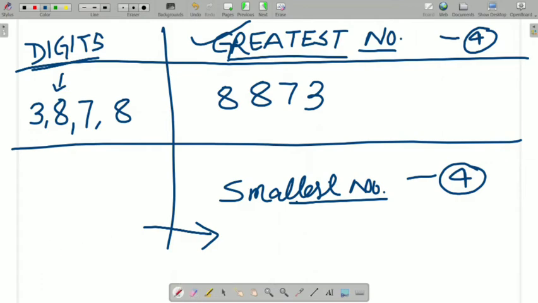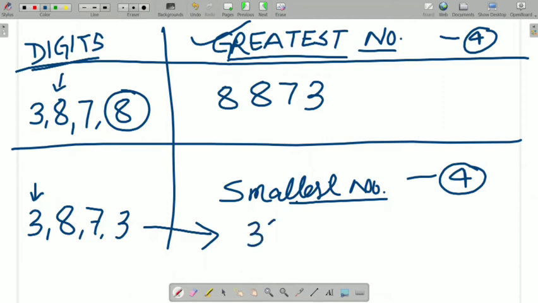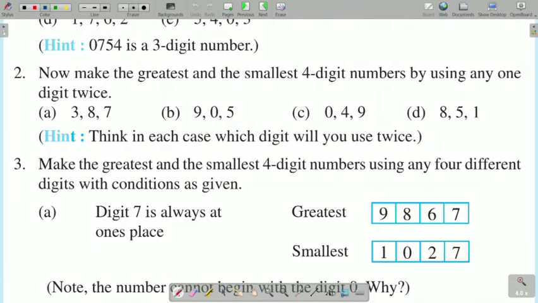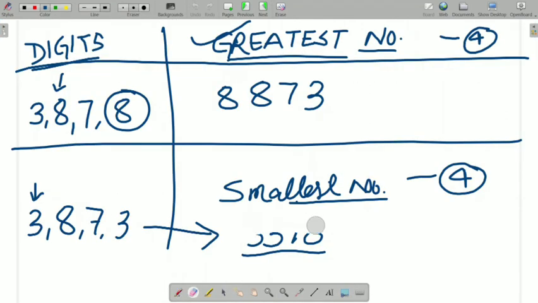So 387 were our basic digits. Now another digit we can use will be 3. Why? Because 3 is smaller than 8 and 7. So now make the smallest number. It will be 3, 3, 7 and 8. Okay, 3, 3, the smallest digits compared to 8 and 7. Now come to the next. What was here? 9, 0 and 5. So let's make 9, 0 and 5.